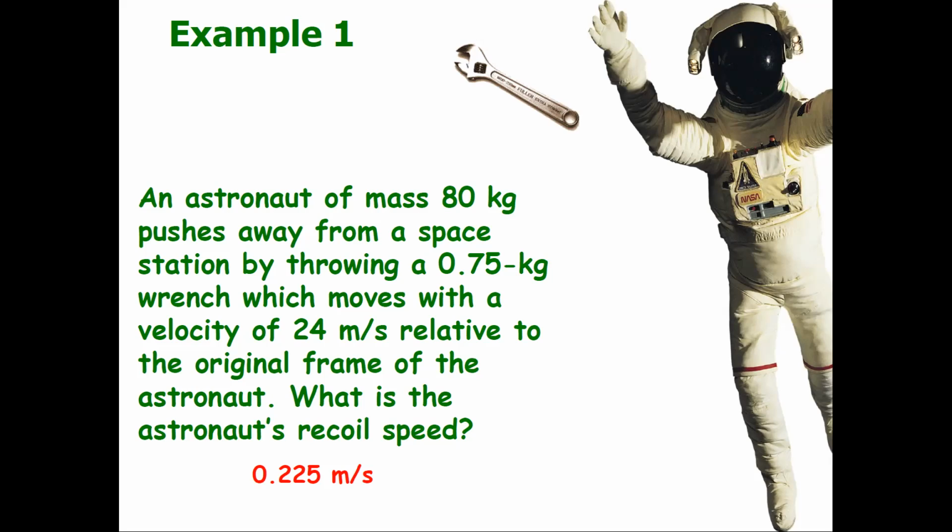For example, someone holding a gun and shooting: you realize that when you're shooting, the bullet is going in front, then the person who is holding the gun also tends to be moving behind. And this is what we are calling the recoil speed.